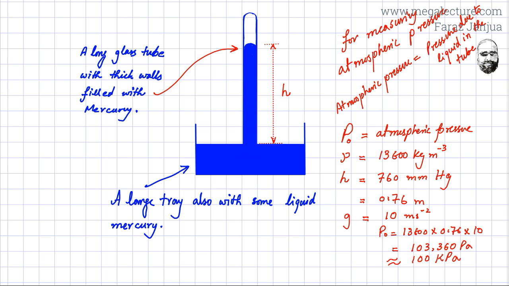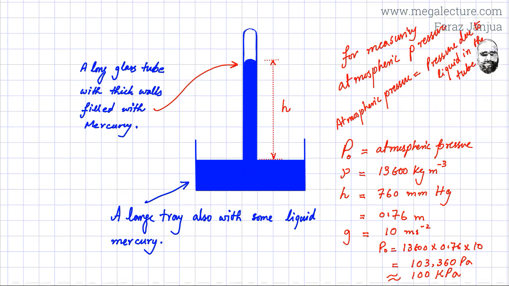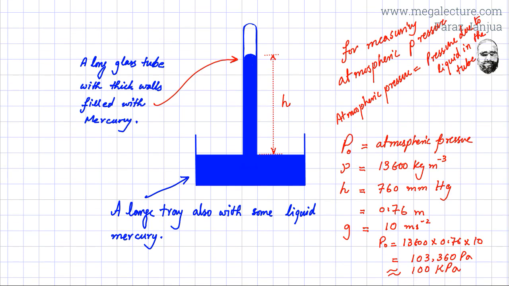This apparatus has a name. This thing is called a barometer. A barometer is a device that is used to measure atmospheric pressure. So this whole apparatus is called a barometer.